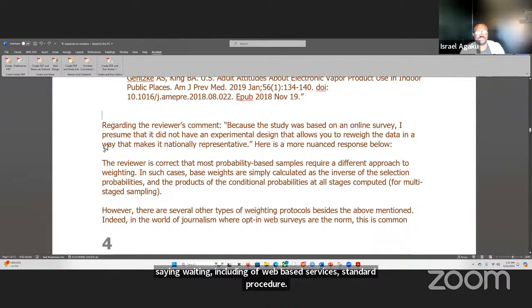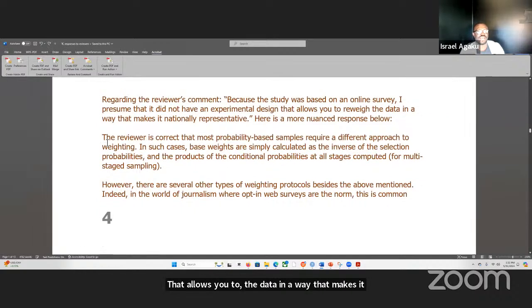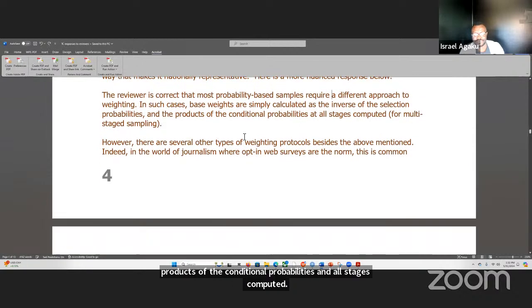And then we also provide more context. So the reviewer had earlier said that because the study was based on an online survey, I presume that it did not have an experimental design that allows you to reweight the data in a way that makes it nationally representative. Our response to that is, yes, the reviewer is correct that most probability-based samples require a different approach to weighting. In such cases, base weights are simply calculated as the inverse of the selection probabilities, and the product of the conditional probabilities at all stages equals the weight.